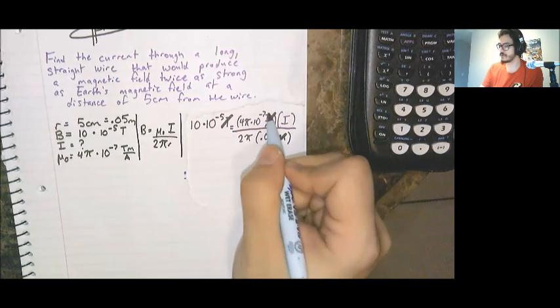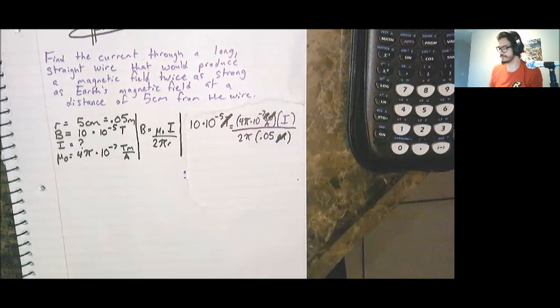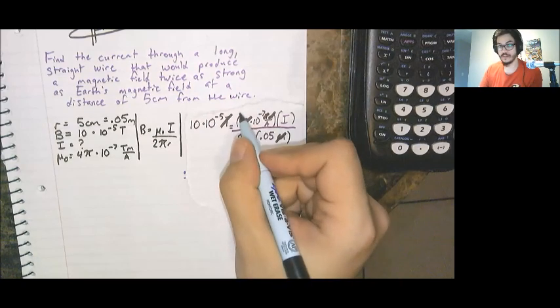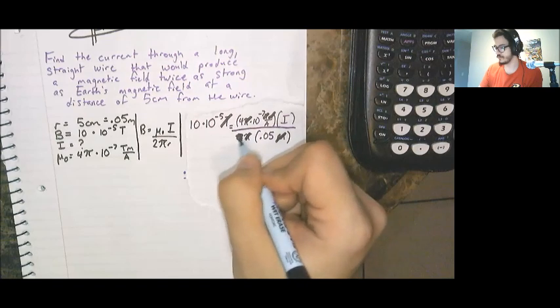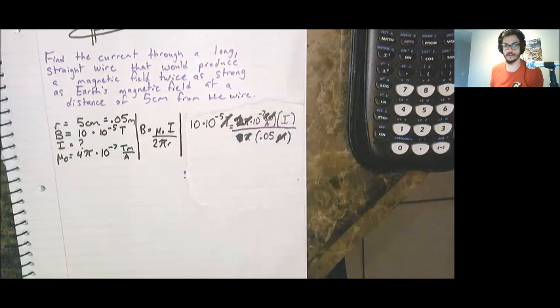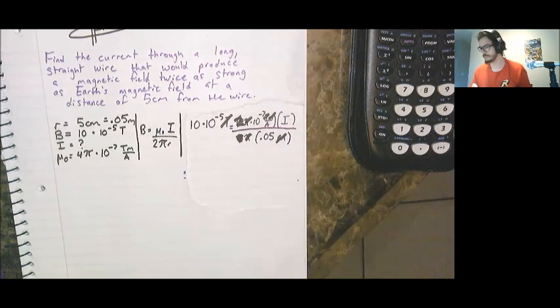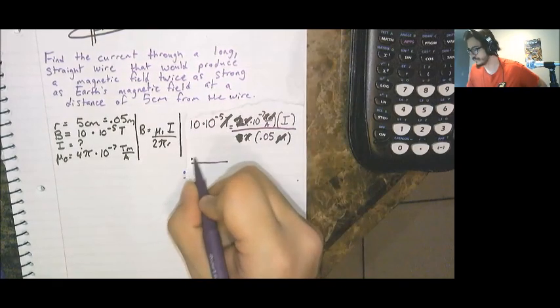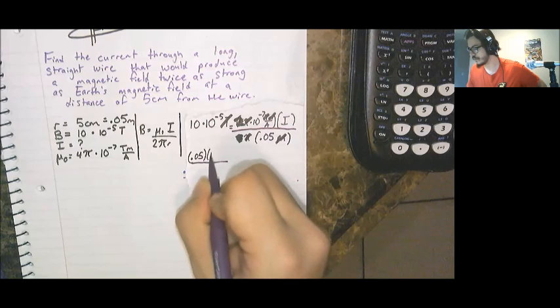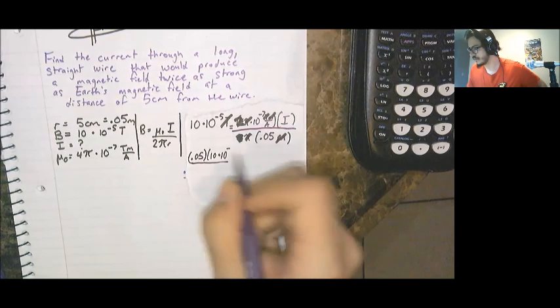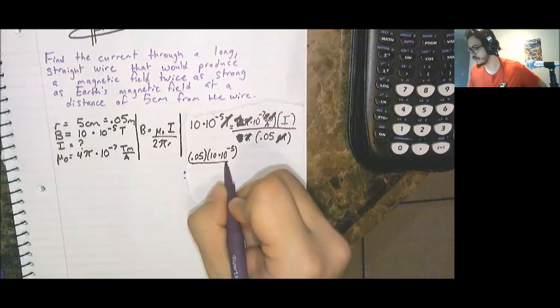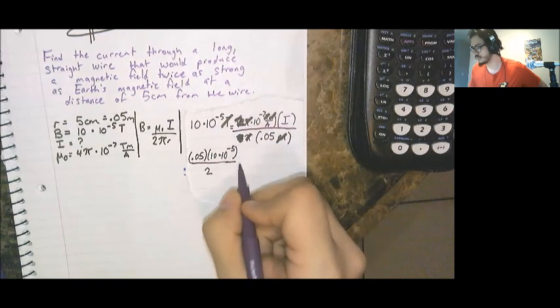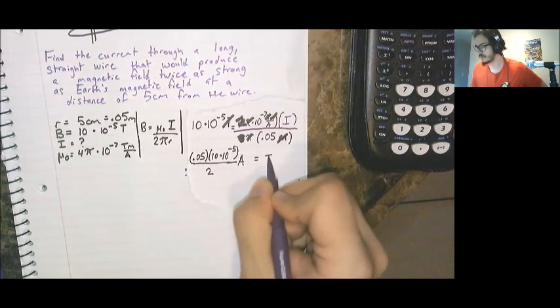Tesla is on both sides of the equation, so we can get rid of that. Pi is on the top and the bottom, so we can get rid of that. 4 divided by 2 is 2. So let's move that 2 to the other side, and move the 0.05 to the other side. So 0.05 times 10 times 10 to the negative 5 divided by 2 will be our current.